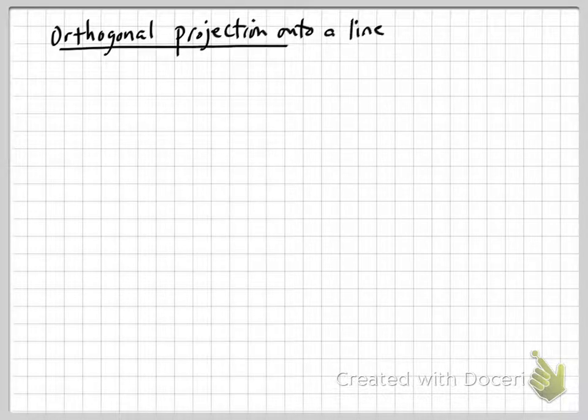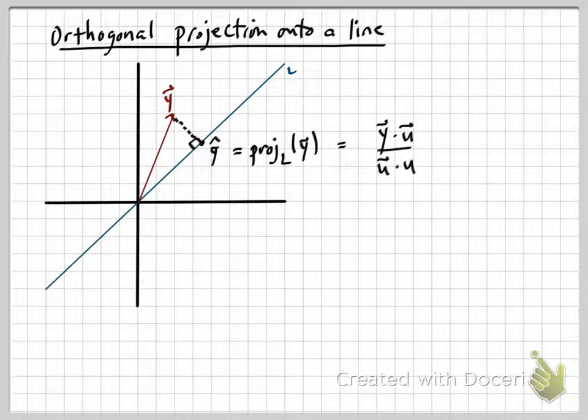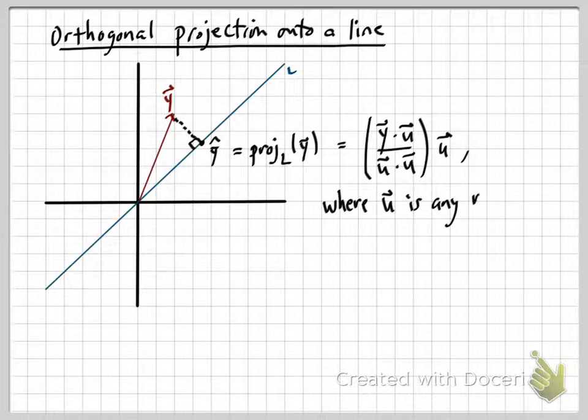Let's next talk about orthogonal projection onto a line. So consider this line L going through the origin and this vector y sitting in R2. And I want to talk about and compute the orthogonal projection onto that line L. And so what is it? Well, it's this vector y hat, also denoted proj_L of y. It's going to be a vector on L, and it's the closest point on L to y, if you drop a perpendicular from y onto L.